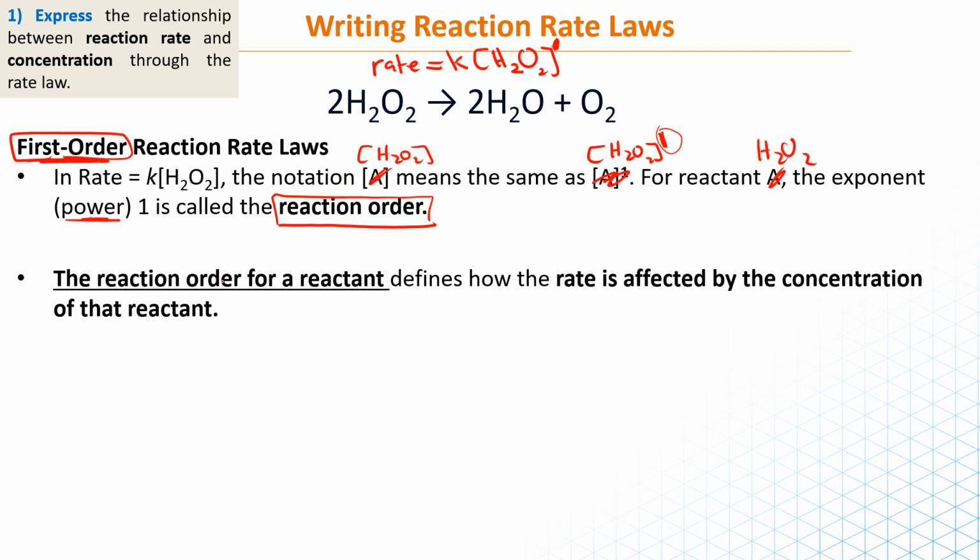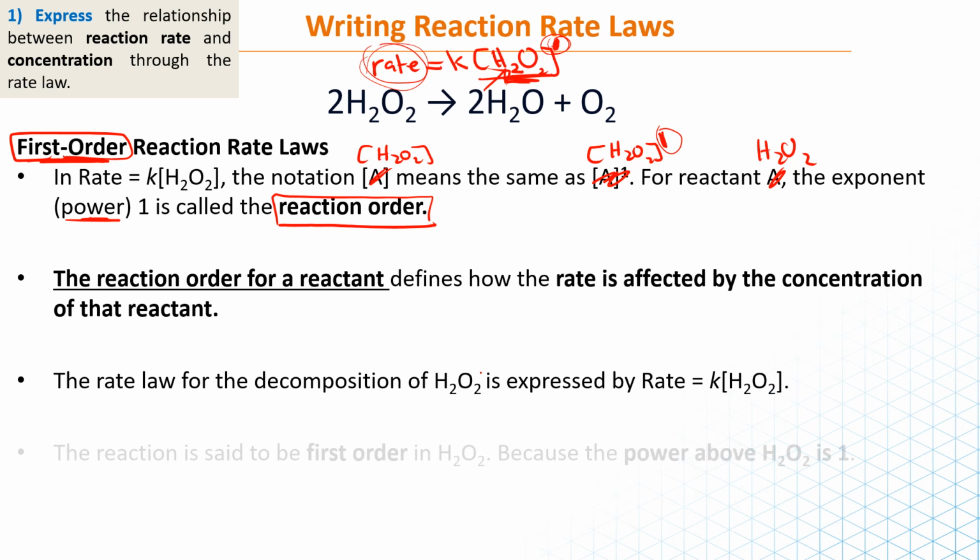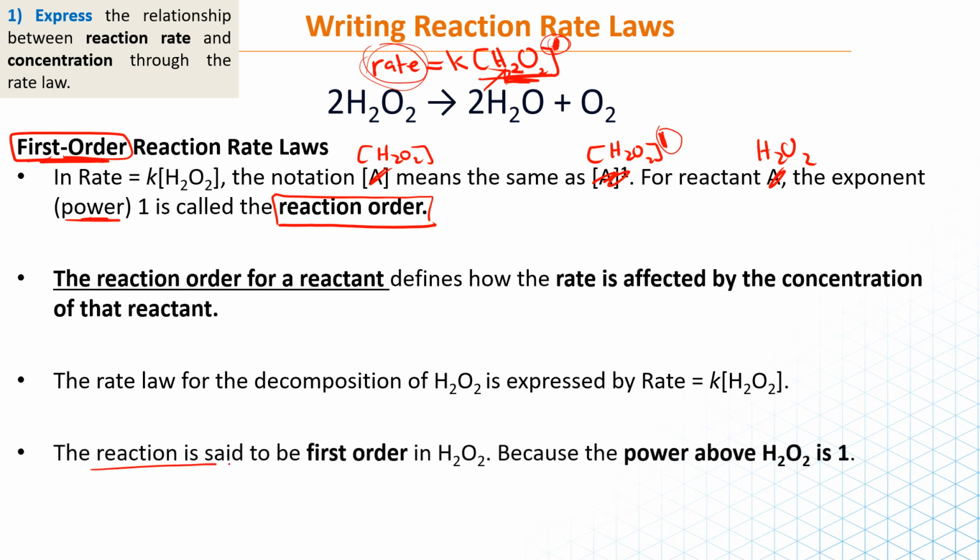Now, the reaction order of a reactant, this power, what does it tell us? It tells us how the rate is affected by the concentration of the reactant. It tells us what will happen to the rate if we change the concentration. Will the rate double? Multiply by 4? Multiply by 6? And so on. Again, the reaction order tells us, if we change the amount of this reactant, what will happen to the rate. So the reaction is said to be first order because the power above H2O2 is 1.